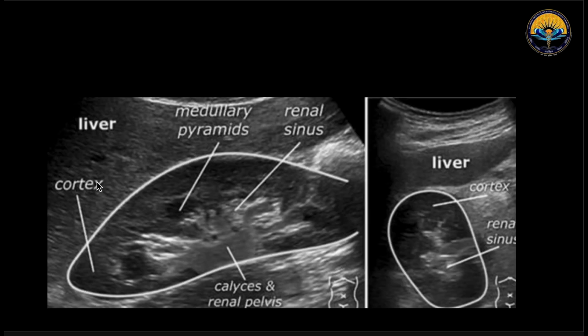And if we go right, we again come to the kidney. So this is the kidney, this is the cortex, these are the small renal pyramids, and this is the collecting system.